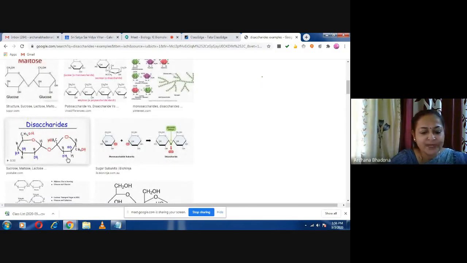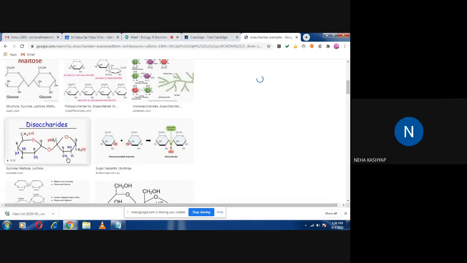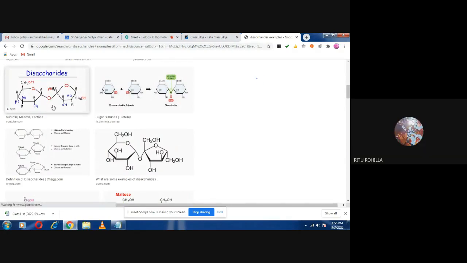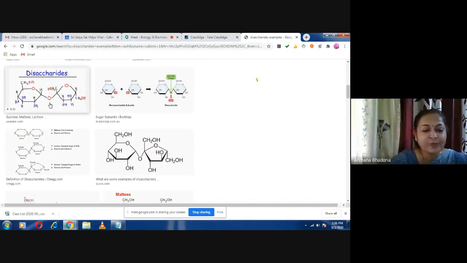Now, can you see my screen, children? Yes, ma'am. You can see the disaccharide, which is this one. So everyone try to make this structure. Okay, this is one hexose sugar and this is one pentose sugar. Both have joined together and this bond is known as the triglyceride bond. Are you all getting this, children?